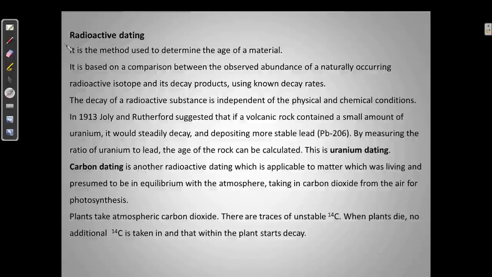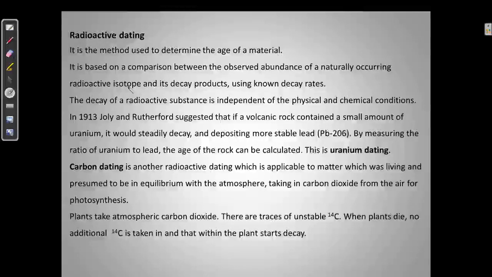So next one is, what is radioactive dating? It is the method used to determine the age of a material. So age of the earth, age of a particular plant or animal, etc. For that we use radioactive dating, a technique used to determine the age of a material. It is based on the comparison between the observed abundance of a naturally occurring radioactive isotope and its decay products, usually using known decay rates. There should be a relative ratio between the radioactive substance and its products.